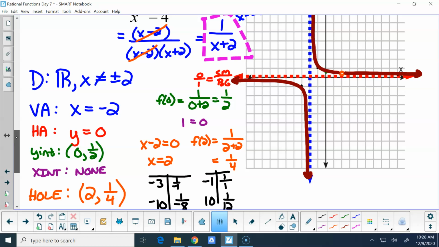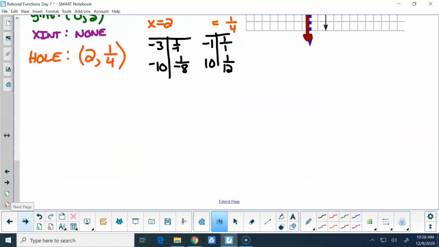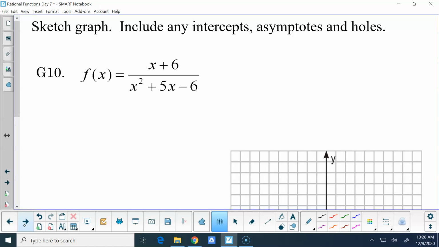Ready to try one on your own? Let's do this. And then go to the next page. There we go. Okay? Sketch the graph, include any intercepts, asymptotes, and holes. So that's what we've been doing.